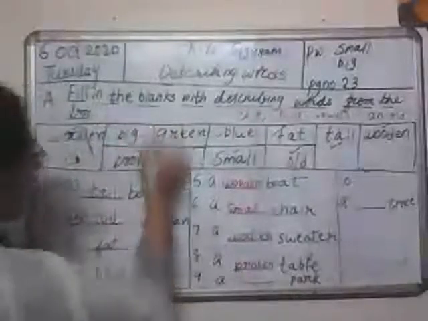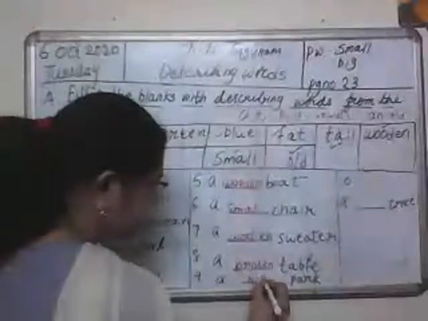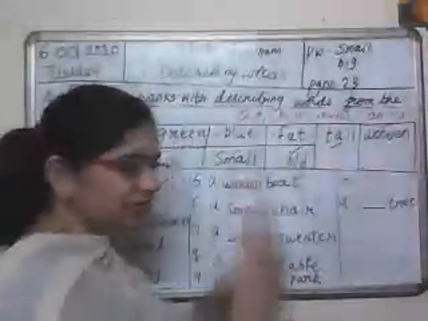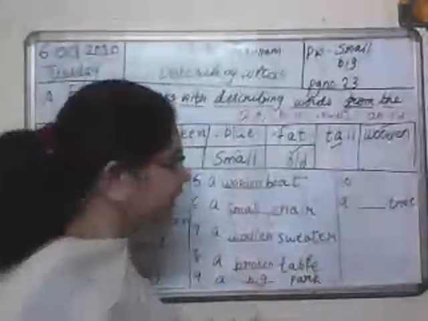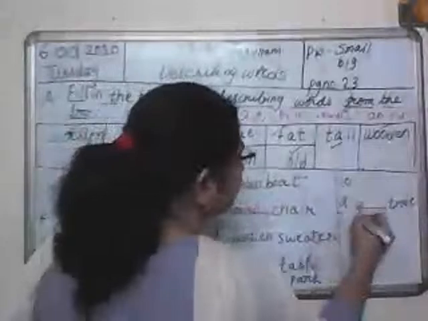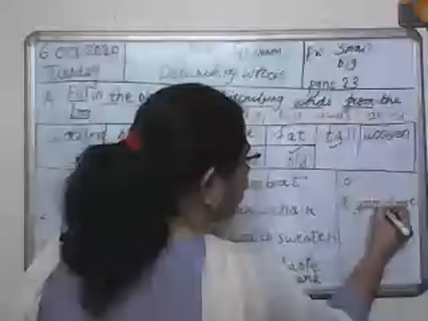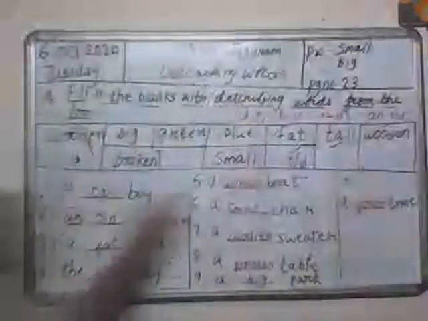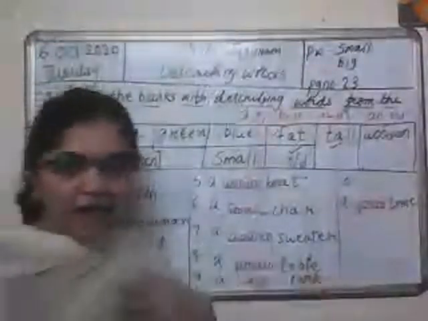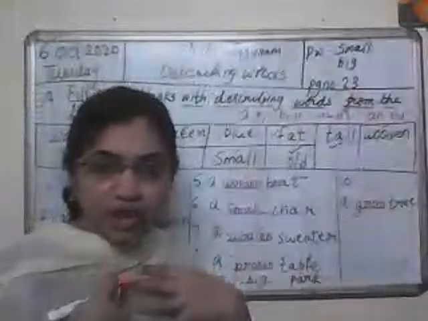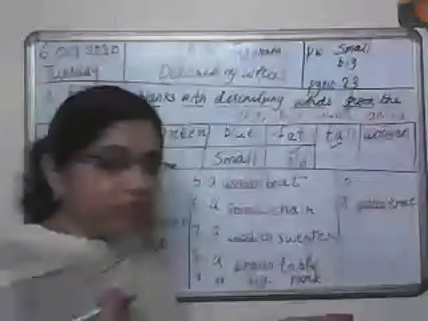So a big park. Trees are usually green because they are completely filled with leaves which are green in color. So I'm taking a green tree. So this is how I have chosen my describing words to fill up these blanks.